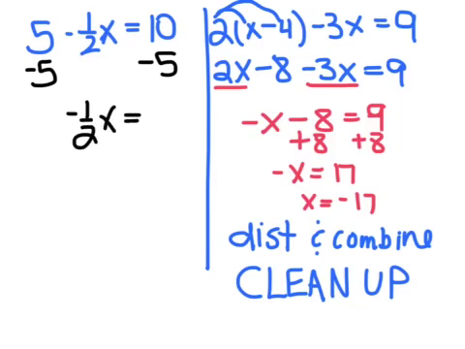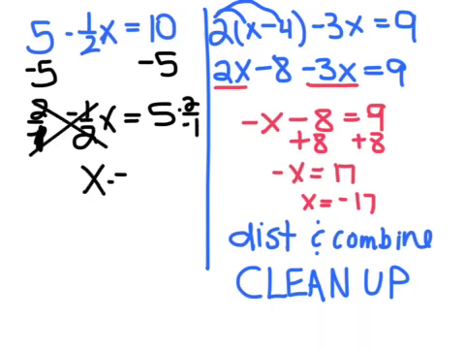And you might still be in that boat where you're like super scared, there's a fraction here, what do I do, what do I do? If that happens, you just multiply by the reciprocal. That means you flip it over and you use the same sign. So 2 over negative 1, times it by 2 over negative 1. These guys cancel. X is equal to negative 10.